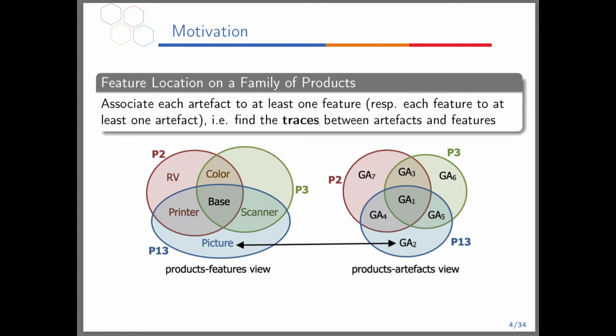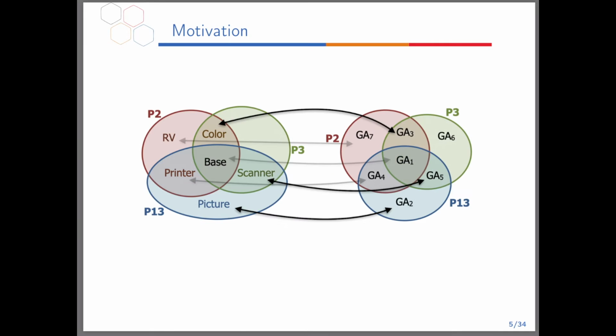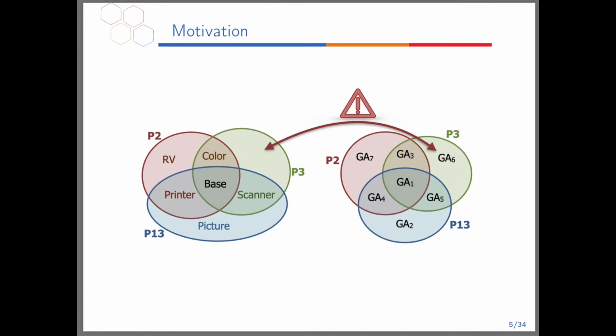Thus, the general principle is to rely on the variability to cluster features and artifacts, as we can see here with the feature picture and the group of artifact 2 linked together. We can do the same for most of the artifact group and link them to their proper features. However, some group can be left without matching features, as we see here with the group GA6.